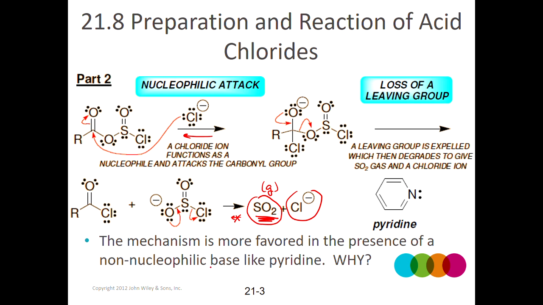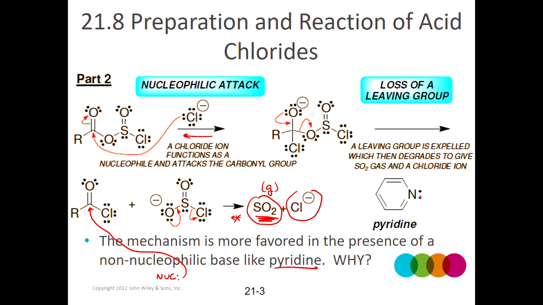So usually we use a non-nucleophilic base like pyridine, right? That's important, that the base be non-nucleophilic. We can't use a base that could also act as a nucleophile, otherwise it'll start attacking here and pushing out the chloride, and we're getting ahead of ourselves in terms of what we want to use this acid chloride for synthetically. So if we're just trying to form the acid chloride, we want our base to be non-nucleophilic.